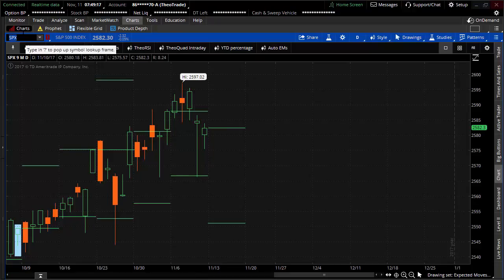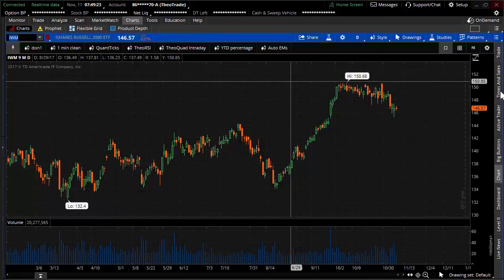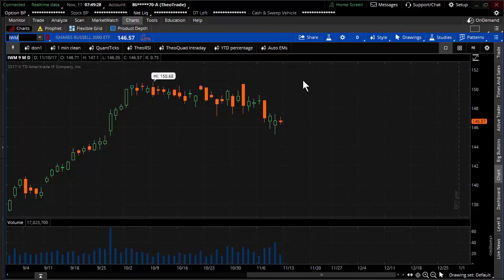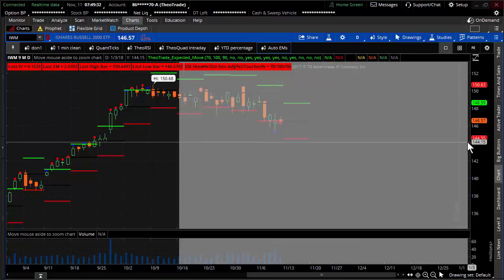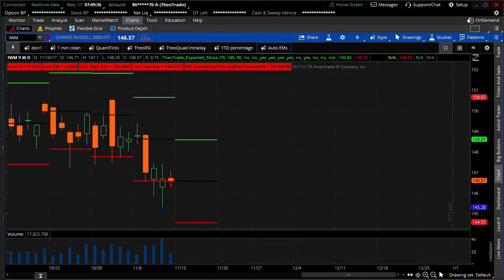Let me show you another one here, albeit briefly, inside of the IWM. In the IWM, I don't have any lines drawn by hand, so I'll actually use the auto expected moves. And this is just a script written into thinkorswim. Here in the auto expected moves, you can see we've already drawn the expected move for the coming week, but take a look at this one.